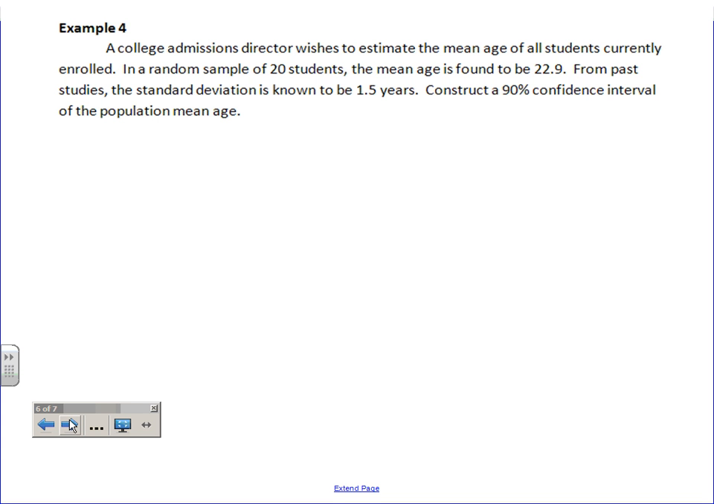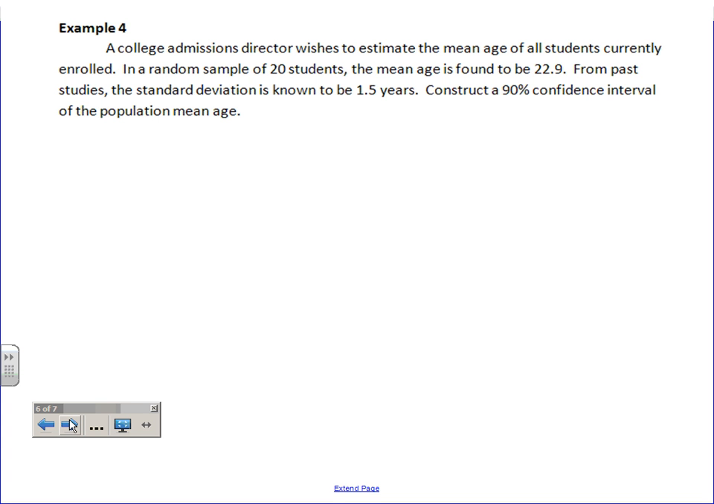So the Director of Admissions wants to estimate the mean age of all students currently enrolled. A random sample of 20 students was given. The mean age is found to be 22.9. From past studies, now wait a minute, do you notice something? Something should be bells ringing here real quick when you read one of those numbers. 20. That's a problem, right? Because to use S, which is the sample standard deviation, you need at least 30. But then you keep reading, it says, from the past studies, the standard deviation is known to be 1.5.